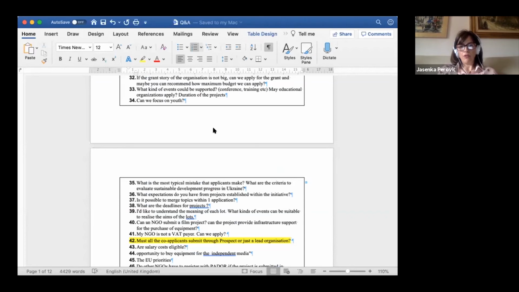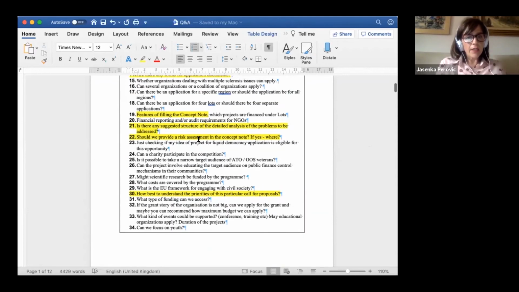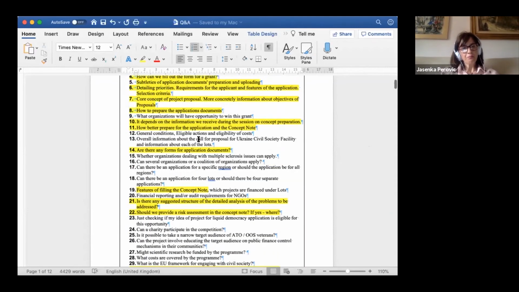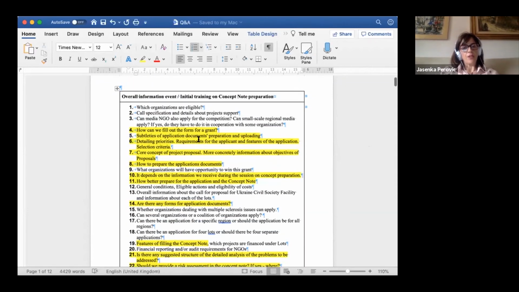Okay, so we collected all of them and we tried to sort them. At the beginning, there were plenty of questions that are really related to the concept note. So how can we fill out the form of a grant? We were not discussing the full grant application, but the concept note, and I believe that many of the elements of the presentation today answered this question.